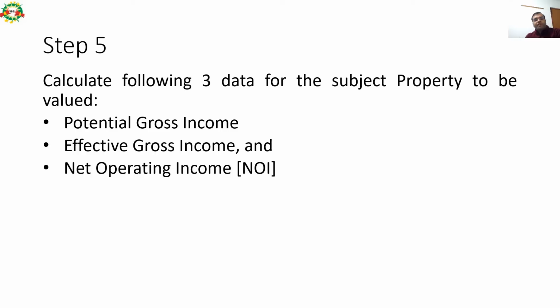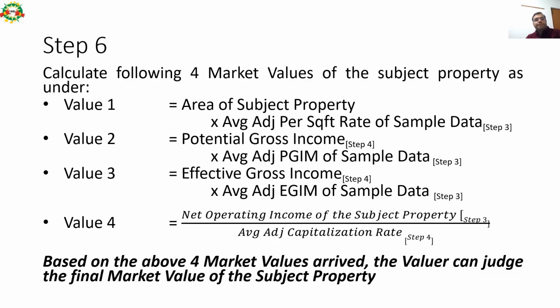So after we calculate the averages, then we have to calculate the following 3 data for the subject property which is required to be valued. Till here we have done working on the sample data only. Now we'll start working on the property which is required to be valued by us. Likewise, first we have to calculate PGI, potential gross income, then effective gross income and net operating income, as we have calculated in the previous step number 2 of the technique.